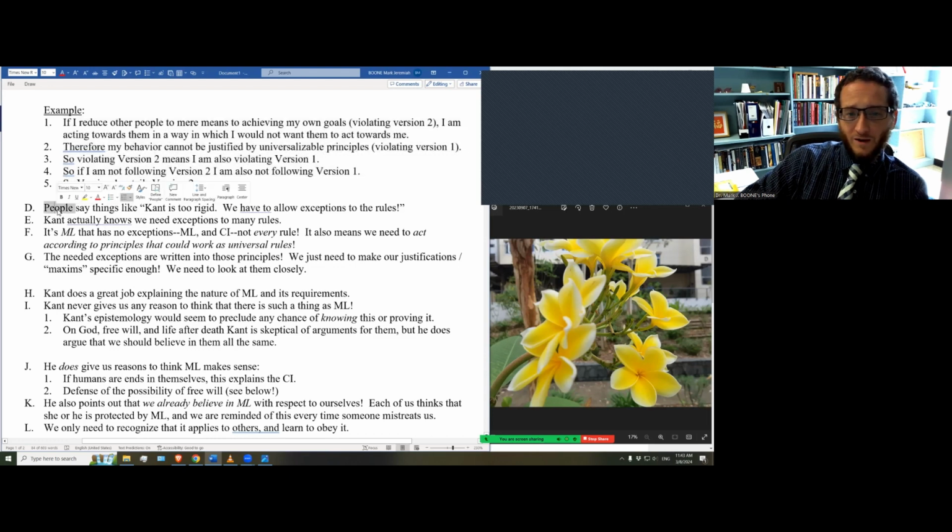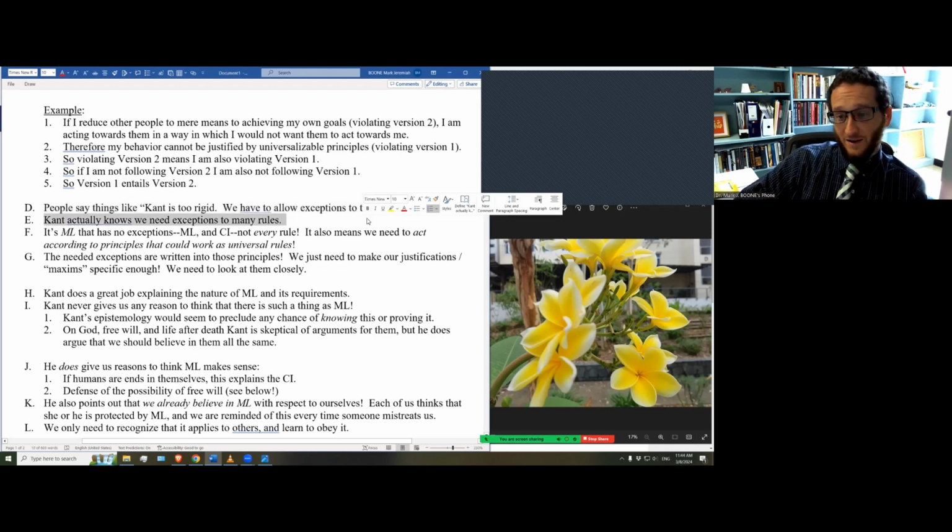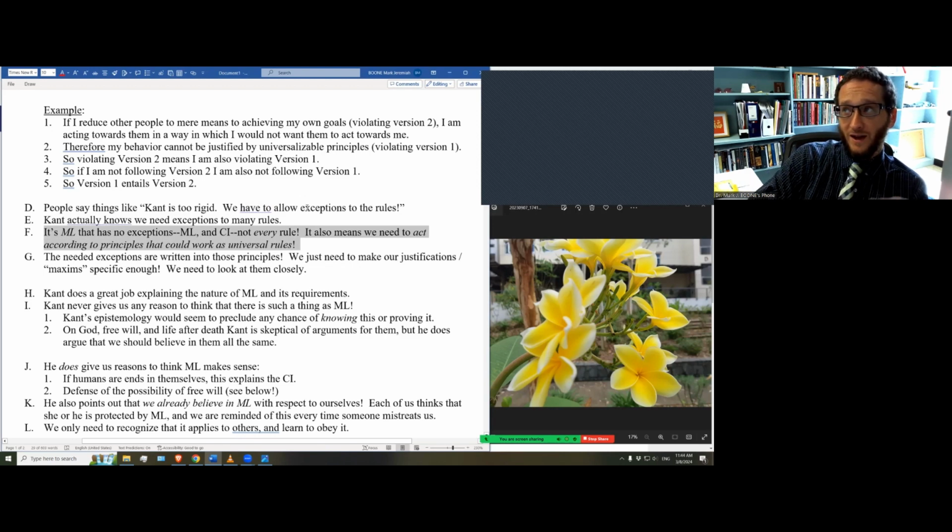So here's a commentary on something that happens in Kant. People say things like Kant is too rigid. We have to allow exceptions to the rules. Well, when people say that, I say, yeah, I know. And yeah, Kant knows. We do need exceptions to many rules. Kant knows that. What has no exceptions is moral law. What has no exceptions is categorical imperative. Not every rule needs exceptions. And certainly not every rule has no exceptions, even according to Kant. What has no exceptions is moral law and categorical imperative.